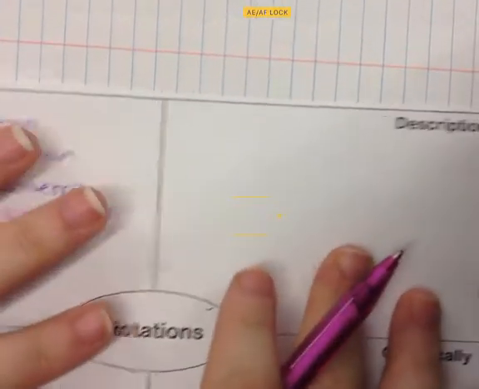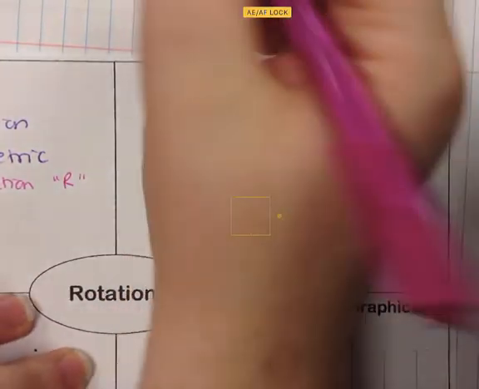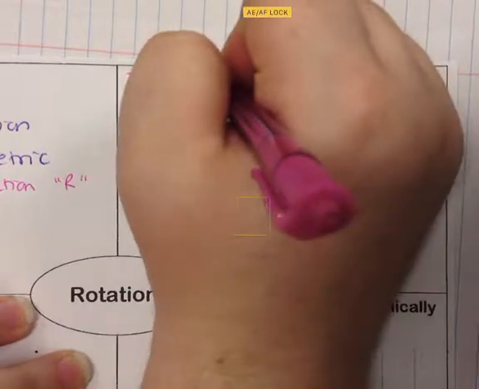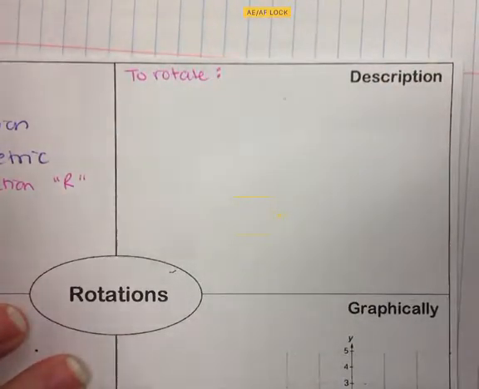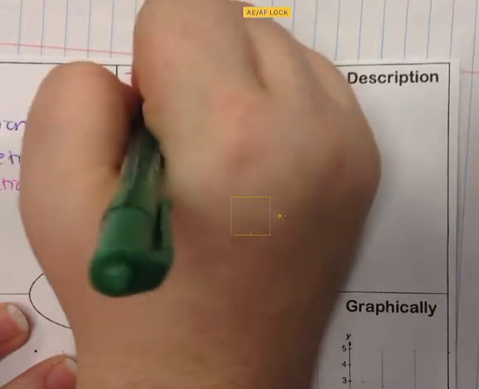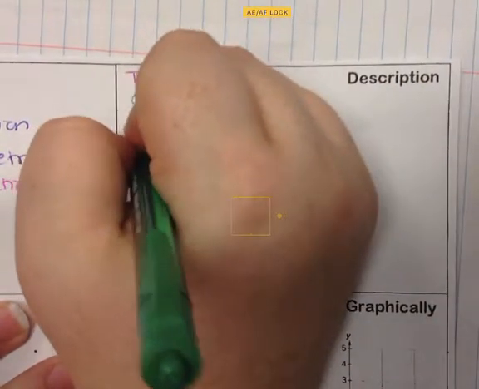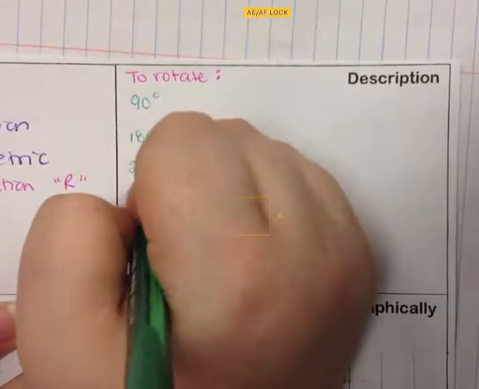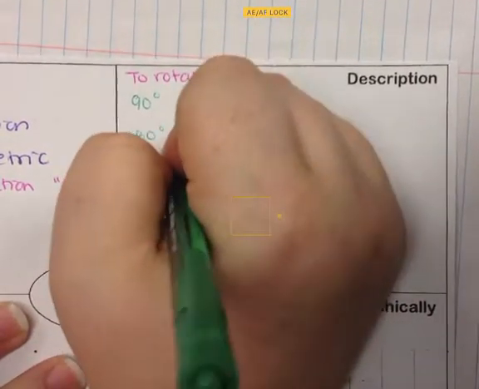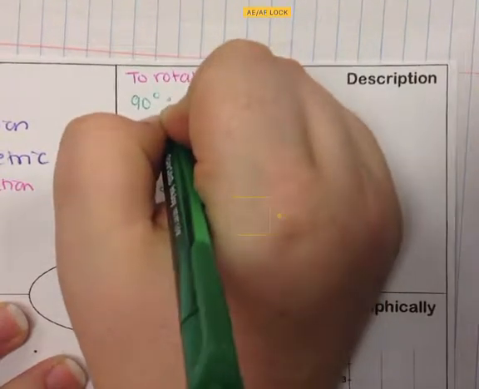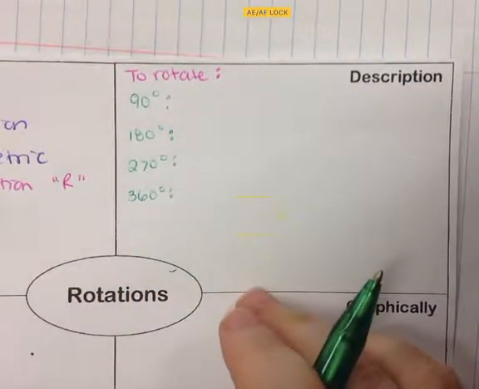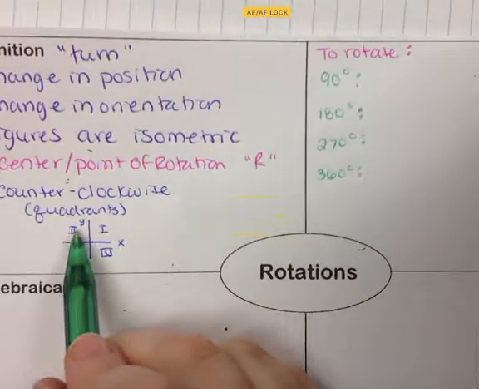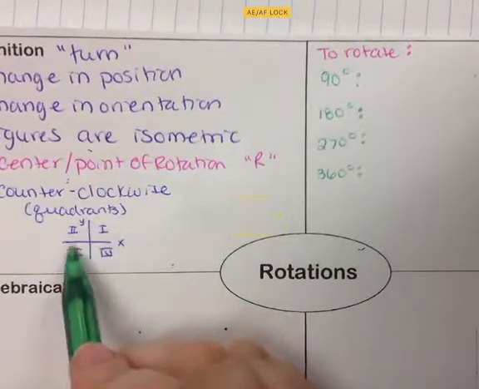So the description is our words. This is to rotate this many degrees. So to rotate, we're going to deal with 90 degrees, 180 degrees, 270 degrees, and 360 degrees. Again, we're going to focus on the words, and then we can build our mapping rules from the words. For 90 degrees, to rotate 90 degrees, that goes from quadrant 1 to quadrant 2, or 2 to 3, 3 to 4, 4 to 1. It just goes one quadrant over.